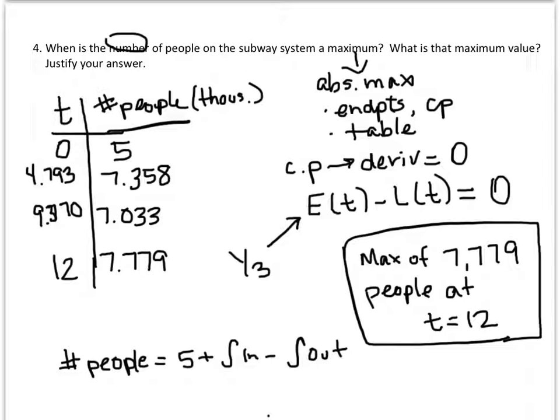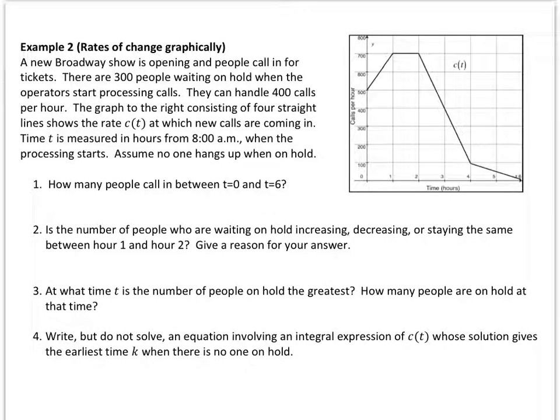Our next example is graphical. Okay, here we see a problem presented at least partially graphically. So this is a new situation. We've seen these problems mostly with algebraic formulas. So reading through here, we have people calling in for tickets, so they're joining a call queue. There are 300 people waiting on hold when the processing starts. So there's my initial amount. There are 300 before I start answering the phone.